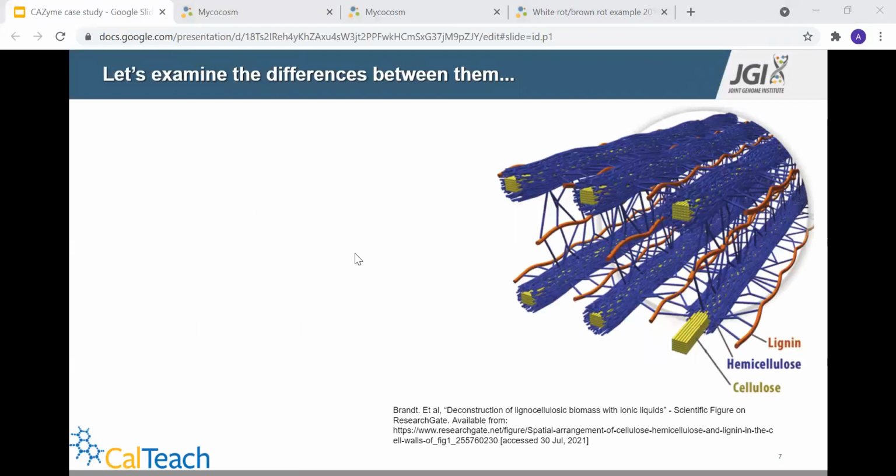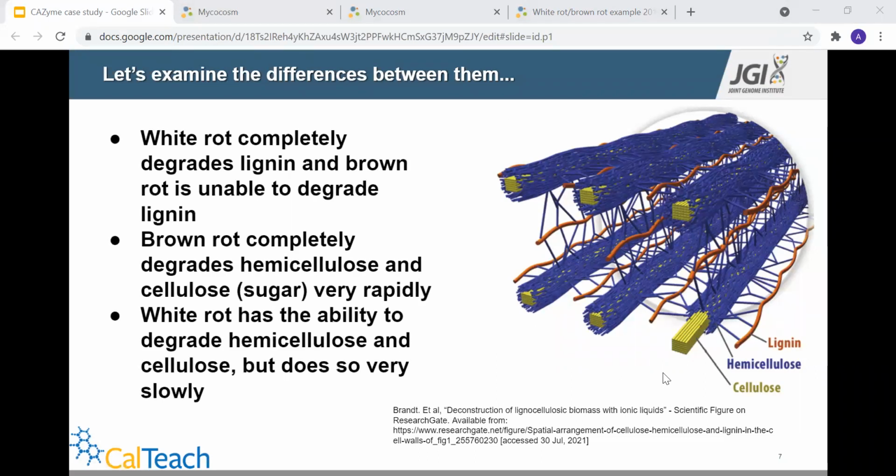So now let's examine the differences between them. This picture on the right shows 3 cell wall components of a plant cell. If you remember, the plant cell wall has many different functions, one of which is to keep the plant upright and act as the skeleton. This is what lignin, hemicellulose, and cellulose do, among other things. They provide structure for the plant. So white rot and brown rot fungi each have different enzymes that target different plant cell wall components. White rot completely degrades lignin, and brown rot is unable to degrade lignin. Brown rot, however, completely degrades hemicellulose and cellulose very rapidly. White rot has the ability to degrade some hemicellulose and cellulose, but does so very slowly.